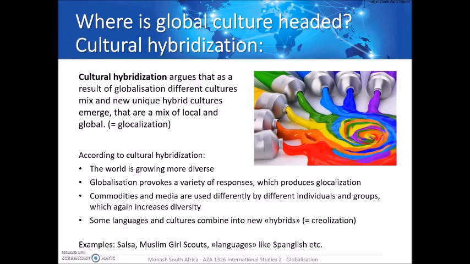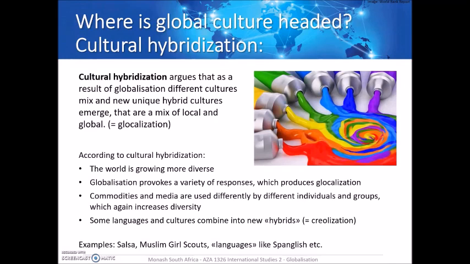Example of this cultural hybridization, a big one is salsa. I don't know if you know salsa dancing, but it has started in Cuba mostly, and it has spread throughout Latin America, has adapted its ways, has taken on different styles, and it has spread a lot through Europe as well, and even in South Africa, you now have lots of salsa places. Another example are Muslim Girl Scouts that have greatly changed the initial ideology of scouts, adapting it to the Muslim context and also to the context of women and girls.